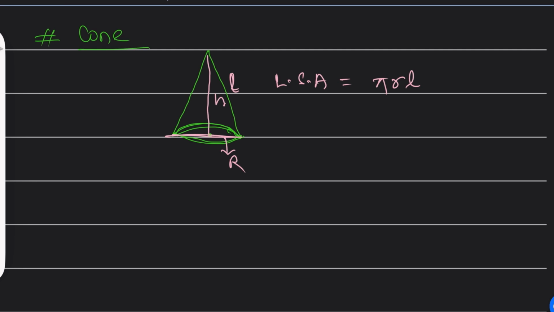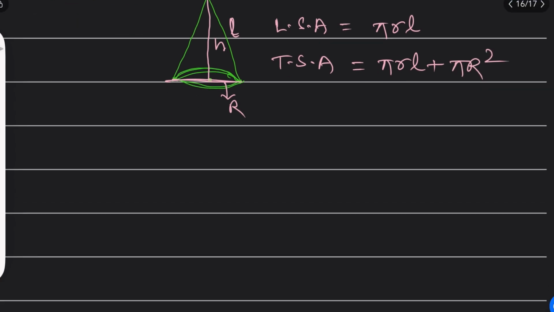Now I am coming to total surface area. What is total surface area? Total surface area is going to be pi r L plus area of base, that is pi r square, right. These are the areas. Now if I am talking about volume of this cone, then it is going to be 1 by 3 pi r square h, right.